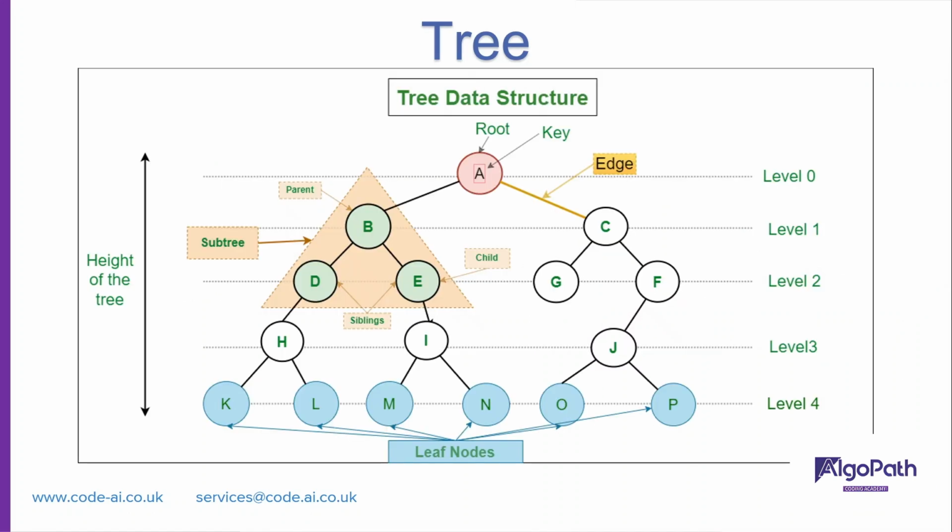So this is the overall picture of a tree, and we can see that this is the root, and these are the children, and these are also the parents of other nodes. Finally, we have the leaf nodes, and these are at different levels. And the total from the root node to the leaf node is called the height of the tree.